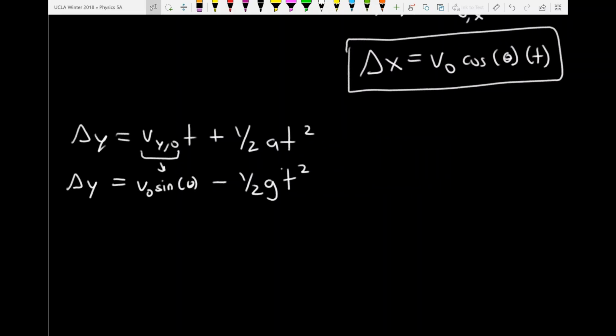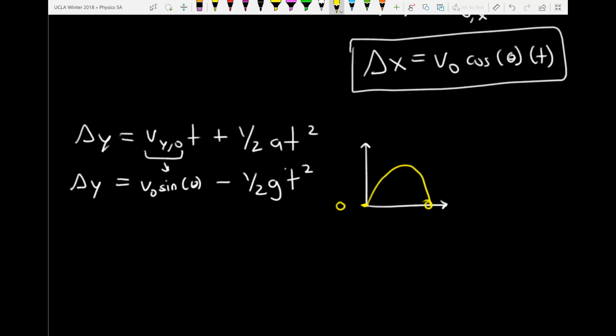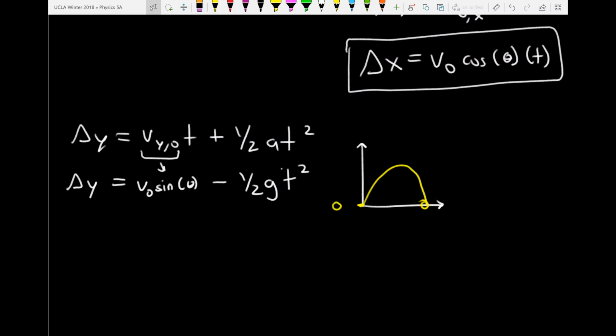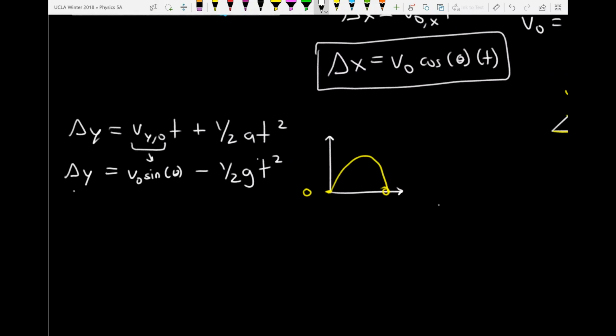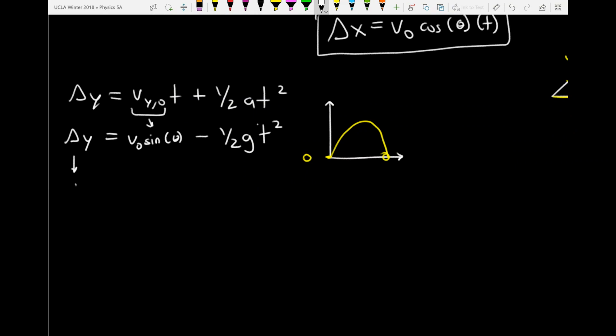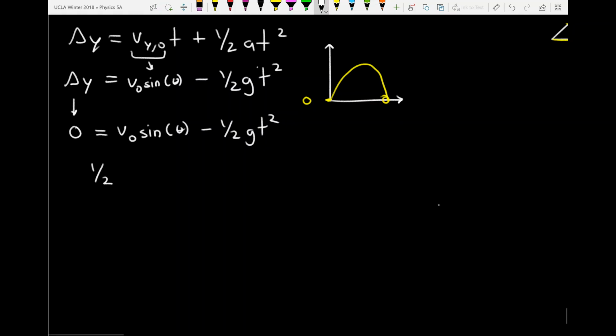And now here is the very, very interesting part. No matter what, whenever I throw a projectile, at the end of it, its initial y position, let's say, was 0. Where is it going to end up? Well, it's going to end up at 0. So let's use the fact that the displacement in the y direction is equal to 0. Well, if we do that, this looks like this: 0 is equal to v initial sine theta t minus 1/2 g t squared. We can rearrange this to say 1/2 g t squared is equal to v initial sine theta t.